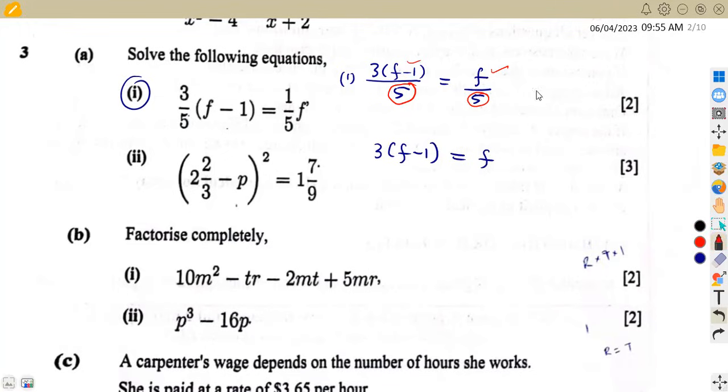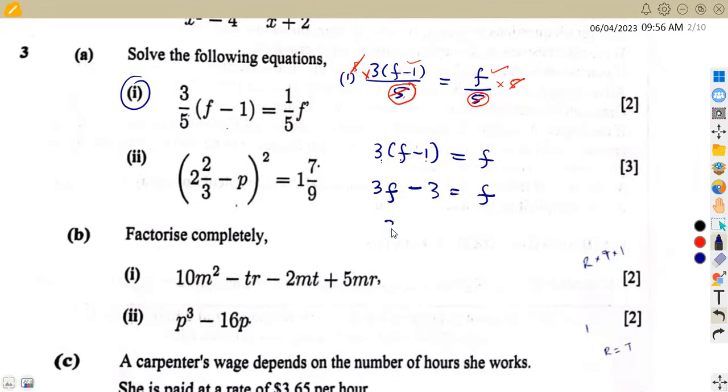Yes, I can cross multiply, or I can multiply by 5 here. As you can see, this and this will cancel. Or you can cross multiply, which is the same. If the denominators are the same, the numerators definitely must be the same. So here you can expand your brackets. 3 times f is 3f. 3 times minus 1 is minus 3, equal to f.